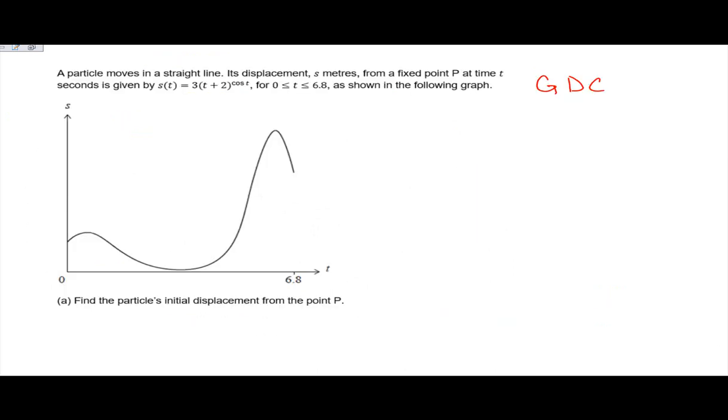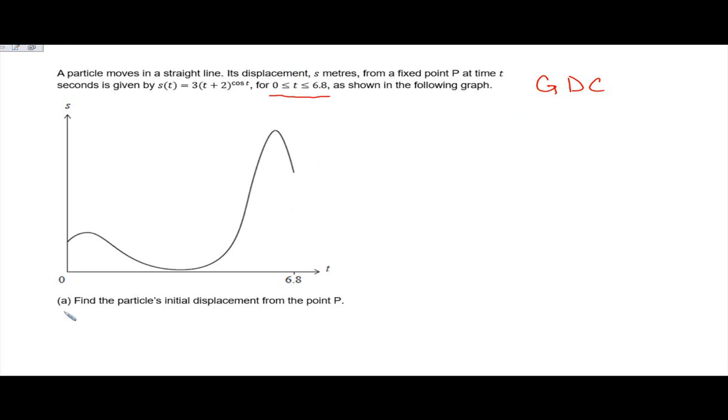All right, so let's actually take a look at this example here. First of all, this is a calculator problem, so you can use the GDC. You want to make sure you read this information here very carefully so that you understand, am I working with displacement or velocity, and what is the function that they're giving me? And also make sure you pay attention to the domain of the problem. So our answers for t should always be between 0 and 6.8 inclusive. So always pay attention to the domain of the problem.